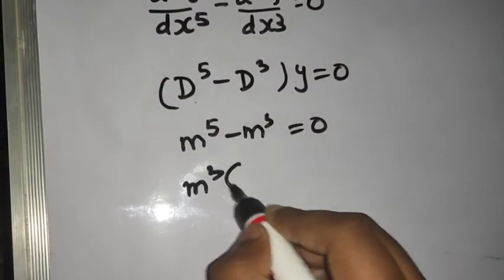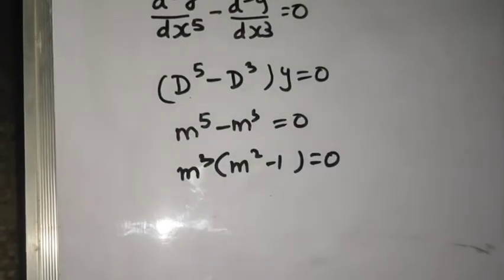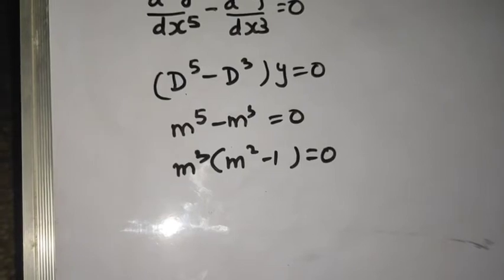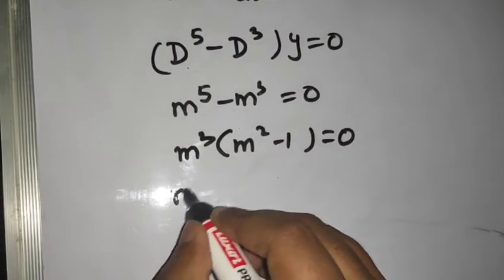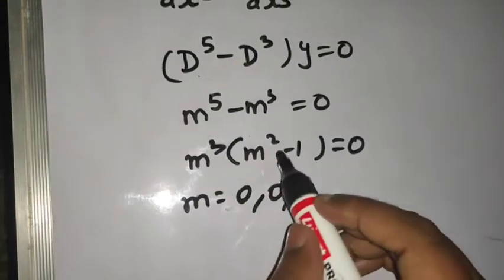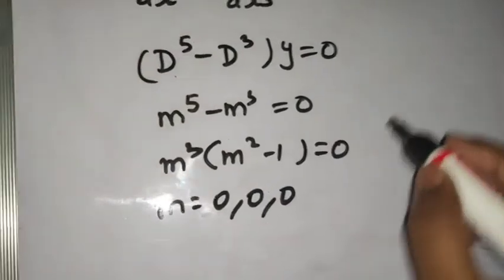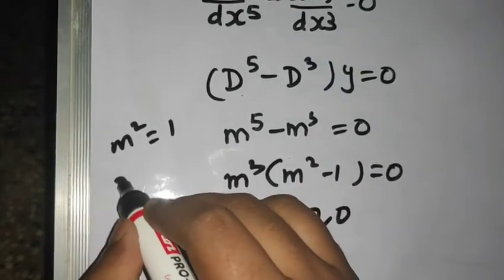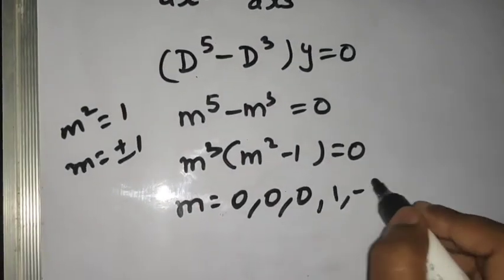Take m cube common. You are getting m square minus 1 equals to 0. Now m cube equals to 0 means you are getting 3 roots equal to 0, so m is 0, 0, 0. These are the 3 equal roots, and from m square equals to 1 you are getting 2 roots. m square equals to 1 gives m as plus minus 1, so plus 1 and minus 1.